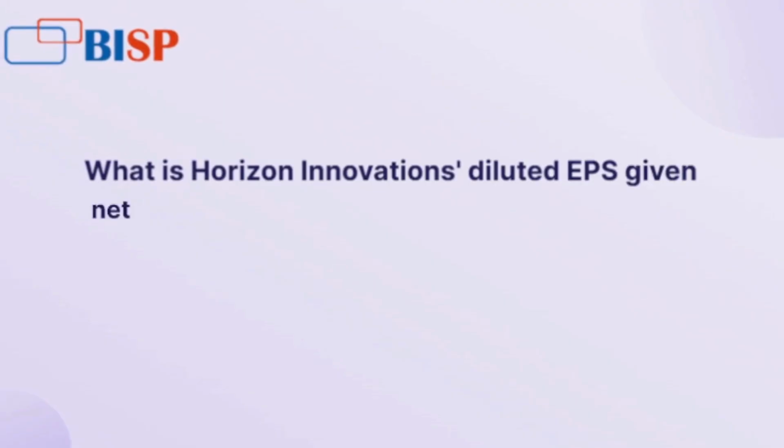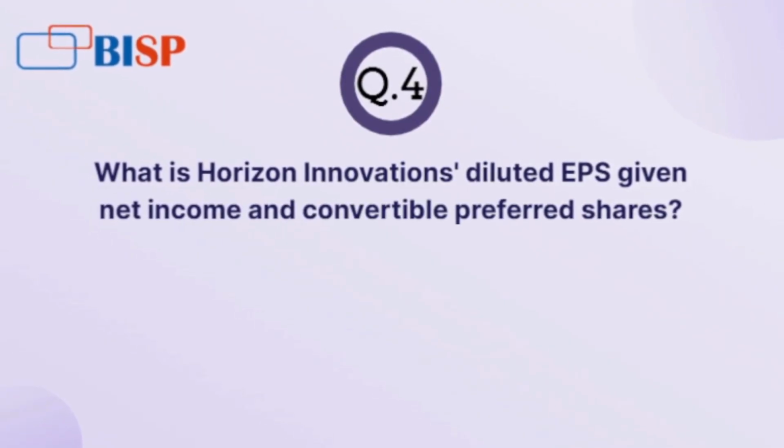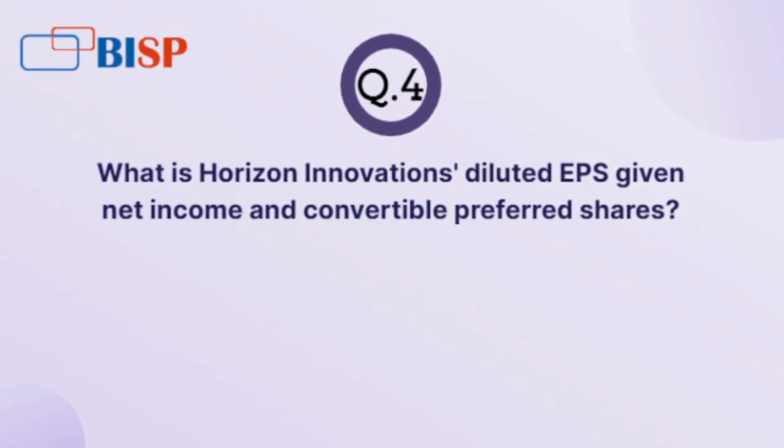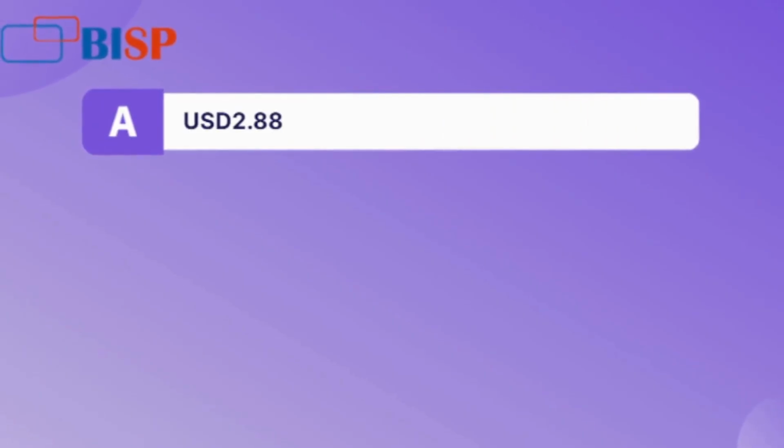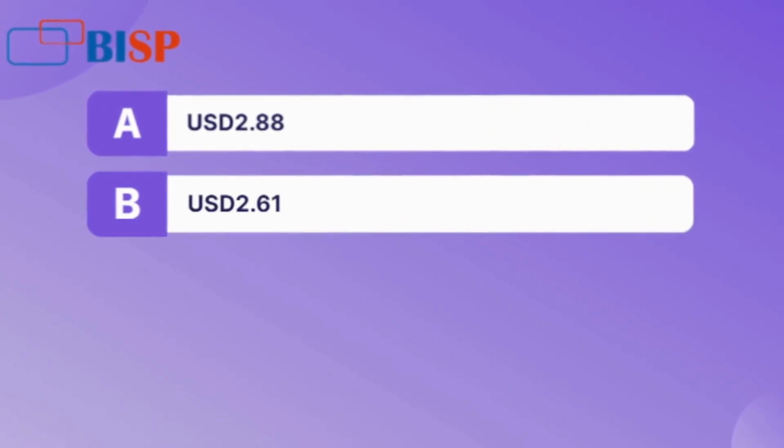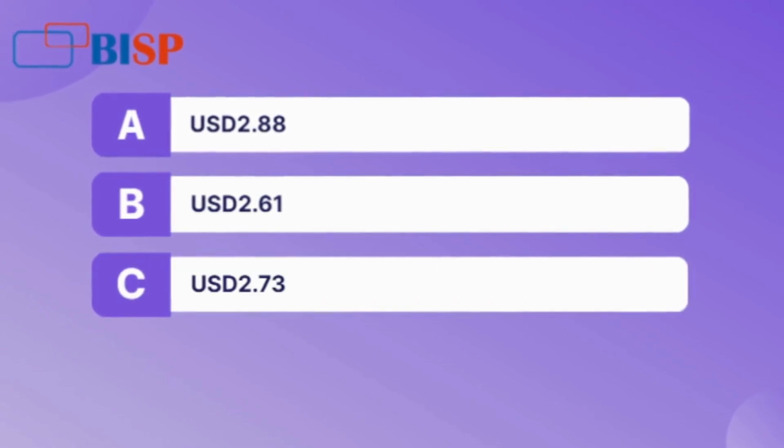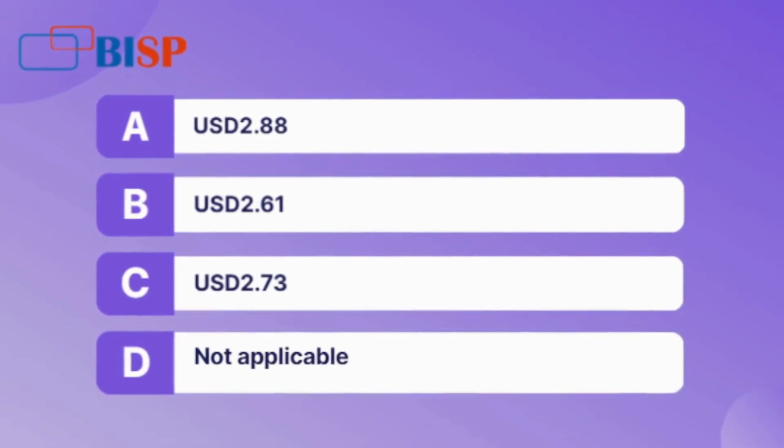What is Horizon Innovations' diluted EPS given net income and convertible preferred shares? A. $2.88. B. $2.61. C. $2.73. D. Not applicable.